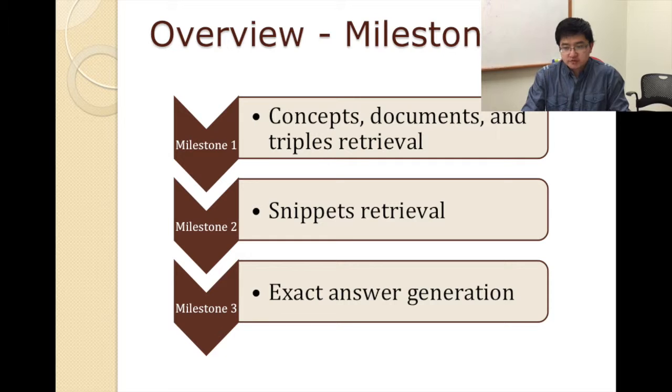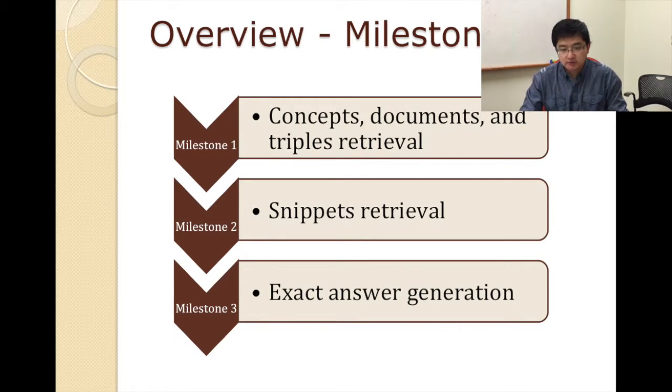To maintain the process of our project, 3 milestones have been set at the very first place. First is the minimum viable prototype that needs to retrieve the concepts, documents, and triples for our system. Then is the snippets retrieval to help find the candidates of the answers. And the third milestone is the exact answer generation to give the exact yes or no answer.